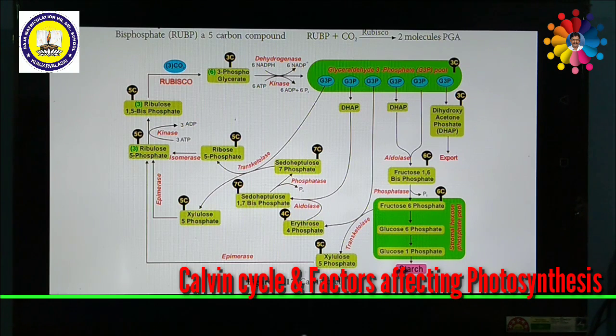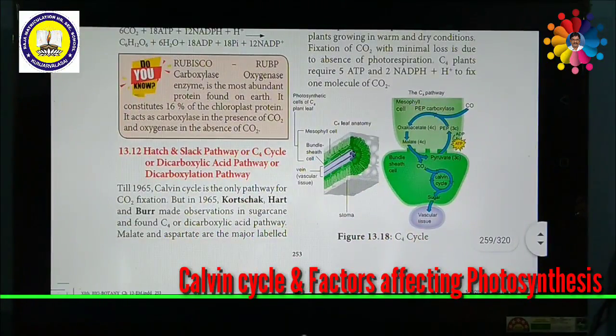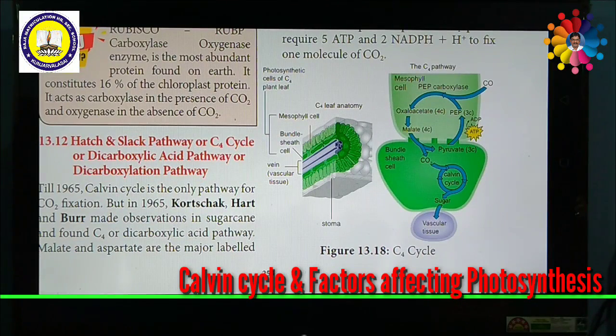There are 2 important scientists who are named Hatch and Slack. In the year 1967, both observed that in certain plants like sugarcane, maize and some other monocot plants, there is another type of carbon fixation. So far we have seen the Calvin cycle. It is the C3 pathway. Why is it the C3 pathway? The first stable product is the 3 carbon compound phosphoglyceric acid. That is why these are called C3 pathway.